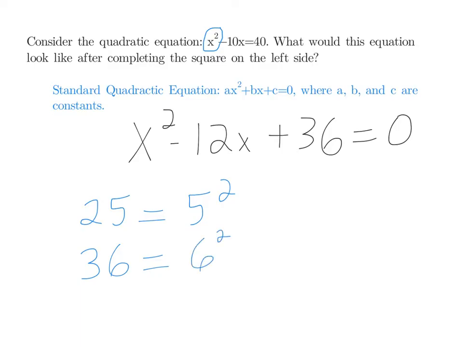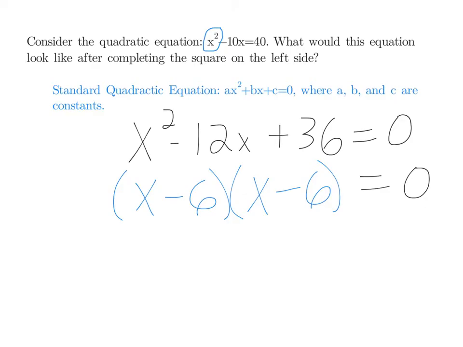Now let's see how this applies to our quadratic equation, and in order to do that we're going to have to factor. So when I factor x squared minus 12x plus 36, I get two of the same factors. Both of them are x minus 6. So I can go ahead and rewrite this as x minus 6 squared equals 0. So I get a perfect square here on the left side.